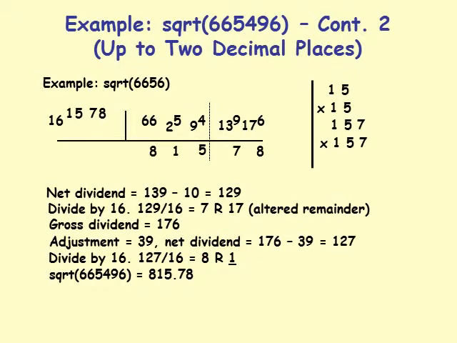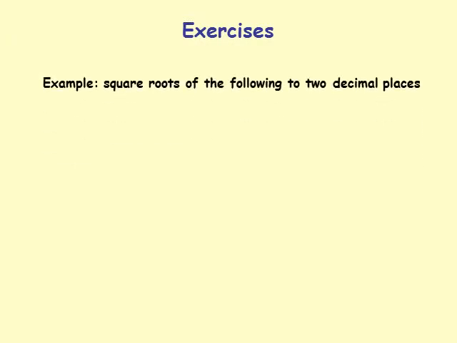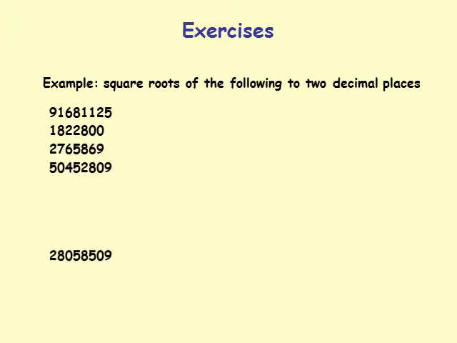Let's continue. So the square root of this number, 665496, up to 2 decimal places, is 815 point 78. Now you can do some exercises here: the square root up to 2 decimal places of the following, and some of the numbers might be perfect squares, though most of them are not. Let's continue here. Square root of 91681125, square root of 118228800, square root of 2765869, and some more.